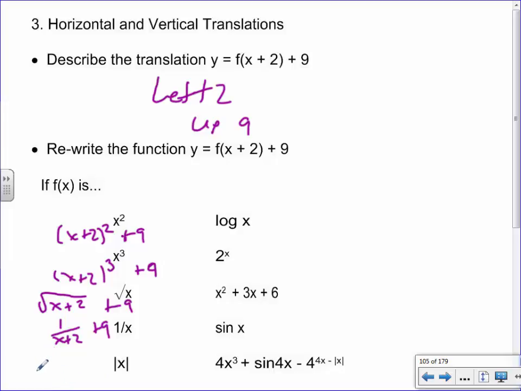Alright, so this will be the absolute value of x plus 2, then plus 9. This will be the log. You don't even know what a log is yet. Who cares? You can still do this. It will be the log of x plus 2. And then after we're doing whatever a log is, we will then add 9. Next, 2 goes to the power of x. Well, rather than write it to the power of x, it's now to the power of x plus 2. Stop with all your exponent stuff. When you're done, add 9.